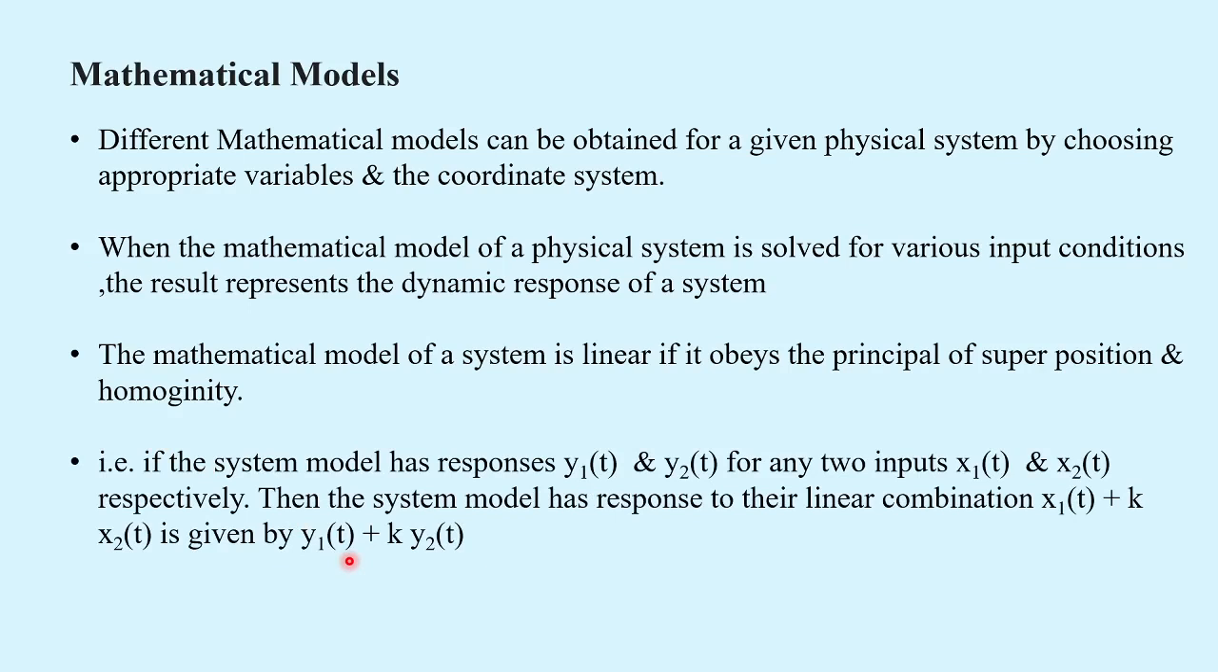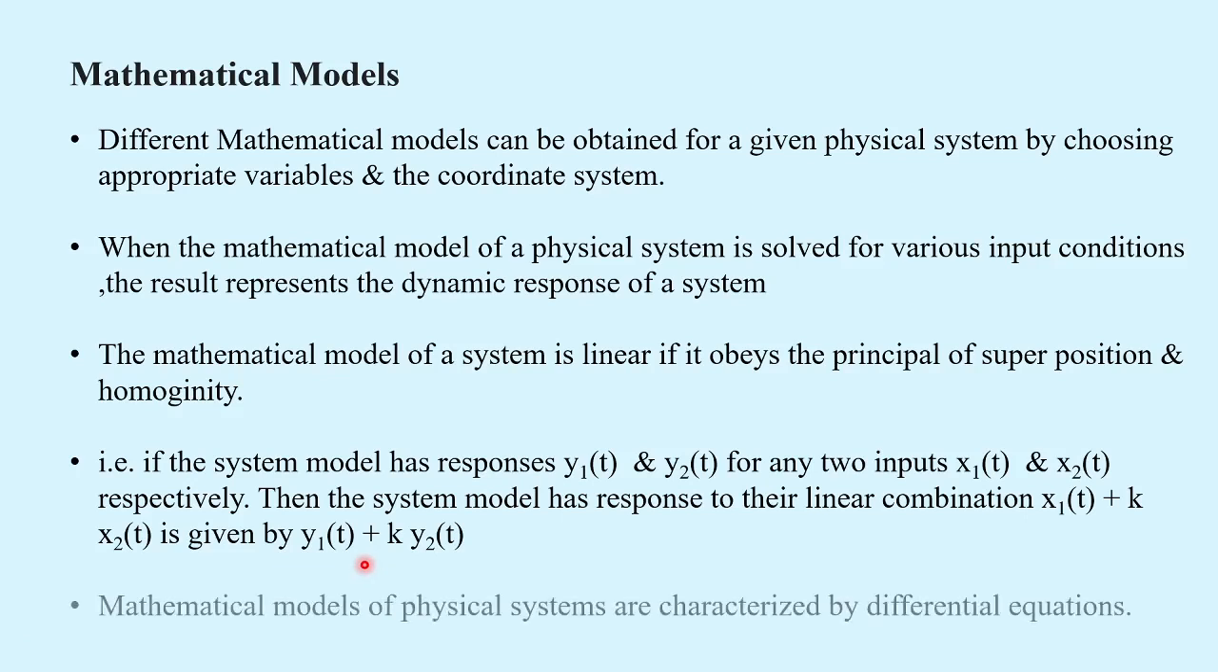And this mathematical model of the system is linear if it obeys the principle of superposition and homogeneity. That means if the system has inputs x1 of t and x2 of t, and outputs y1 of t and y2 of t, if there is linear combination of input x1 of t plus k x2 of t, then we get output as y1 of t plus k y2 of t. These mathematical models of physical system are characterized by differential equations.